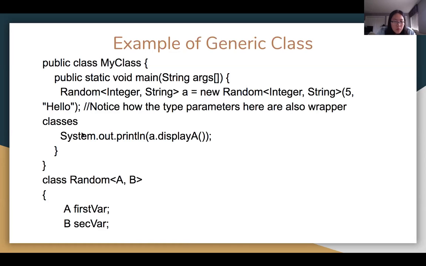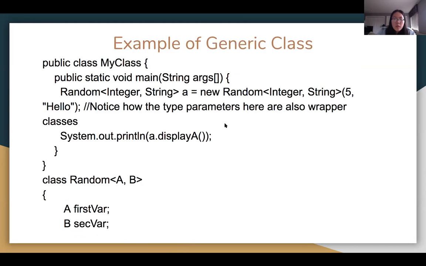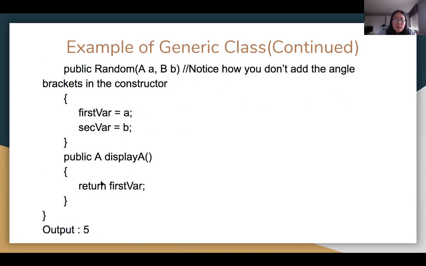Anyways, the last line we have is System.out.println of a.display, which, if you remember, down here we have an output of 5. Because remember, the A here refers to this Integer here. So that means the A data type is Integer, which means this variable right here is an integer, and this 5 goes into here. So when we're displaying a, we're actually just returning the integer 5, which is why we get an output of 5.